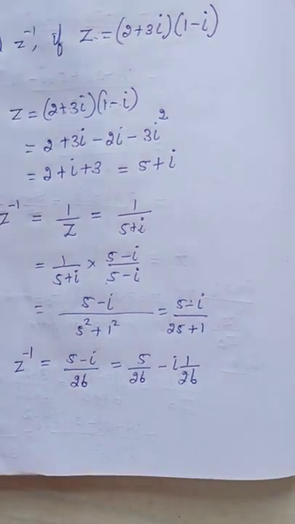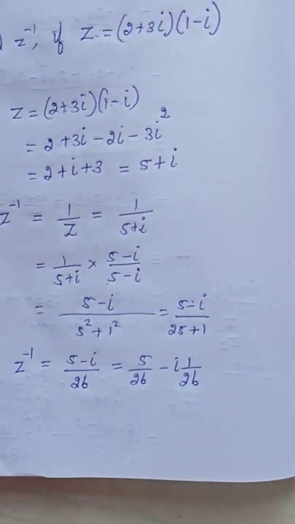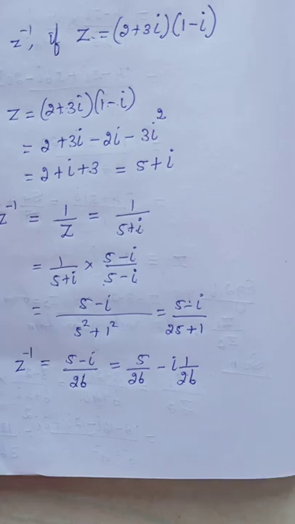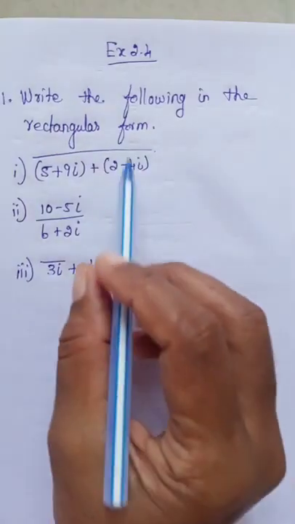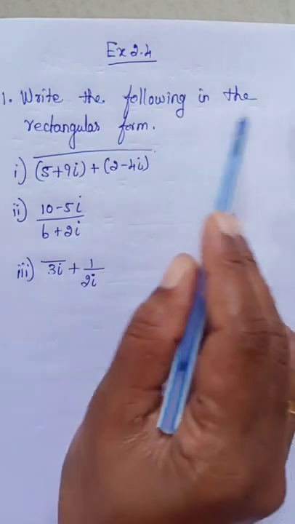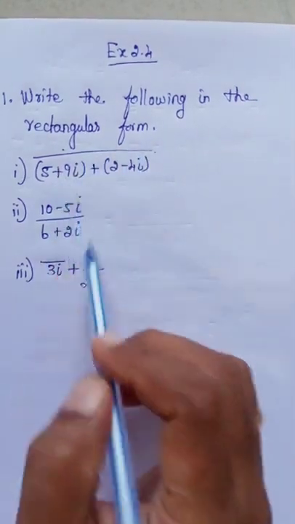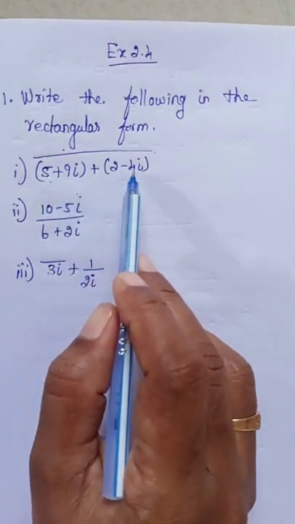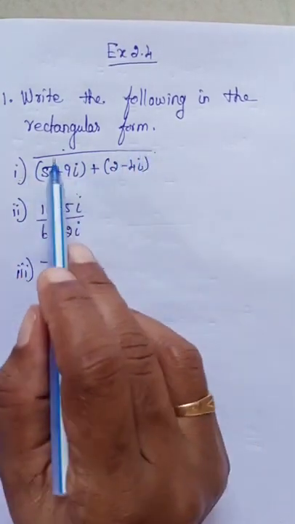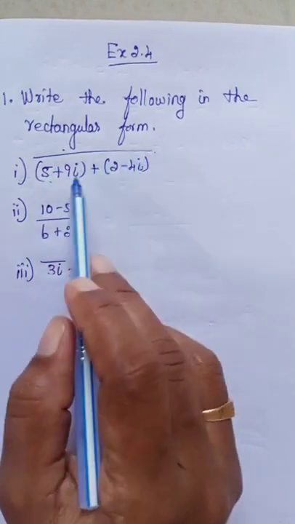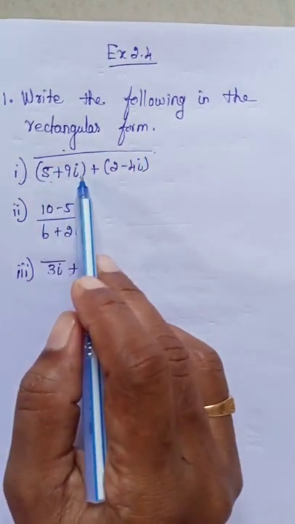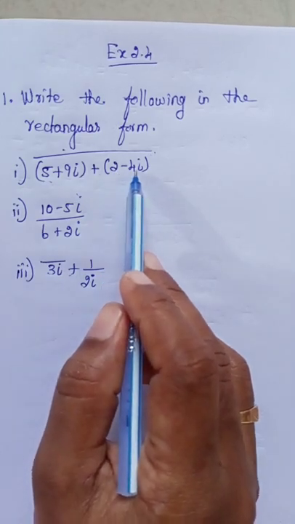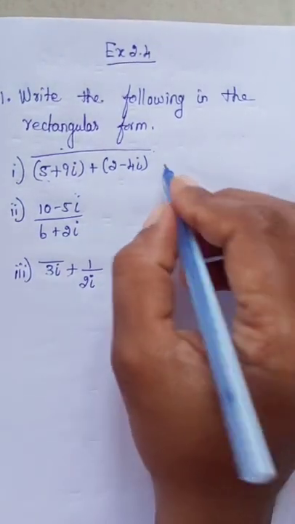Okay, now one more 5 mark example is there, the biggest one. Before going to that, we will do some problems from the exercise. Exercise 2.4. Write the following in the rectangular form. 3 subdivisions are there. See, first one is the bar of 5 plus 9i plus 2 minus 4i. You can separate the bar, isn't it? So, afterwards it will become 5 minus 9i and it will become 2 plus 4i. Add it and write the answer, okay?